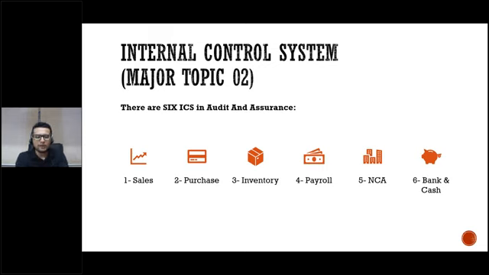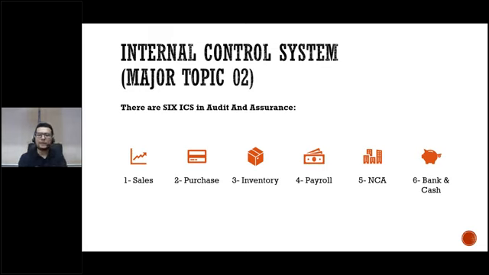First of all, you have to realize how many internal control systems are in the syllabus. There are 6 internal control systems in the AA course content. Number 1, sales system, and the opposite of the sales system is the purchase system. Then, highly interrelated with the sales and purchase systems, is the inventory system. Then the payroll system, then the non-current asset system. Last but not least, we have the bank and cash system.